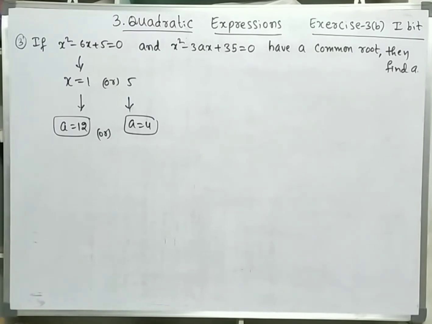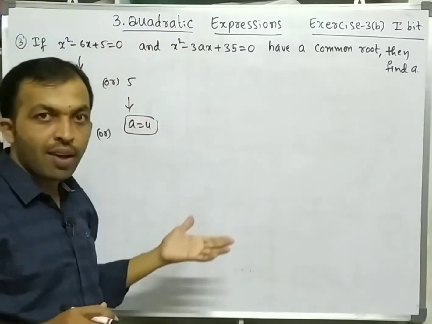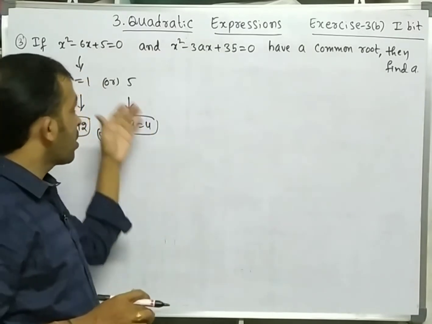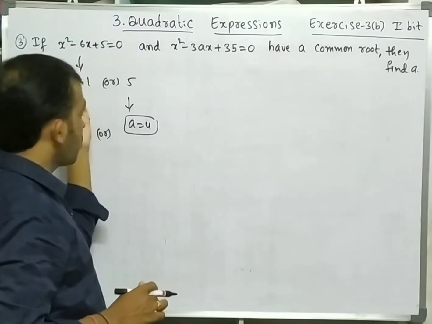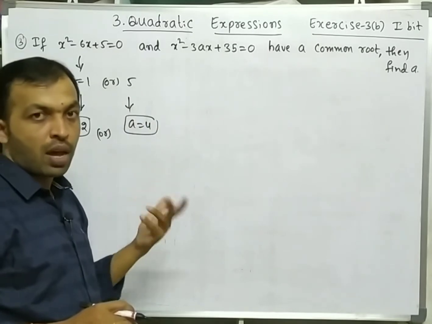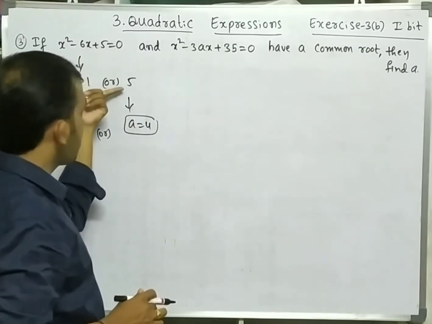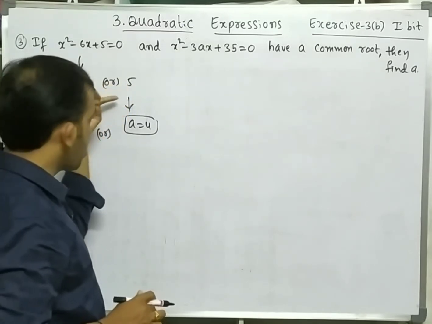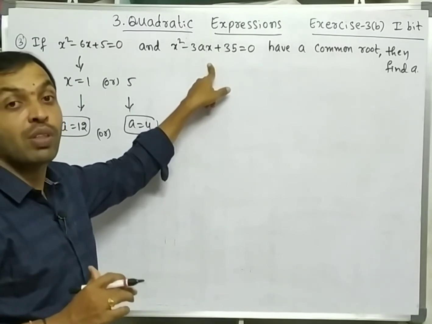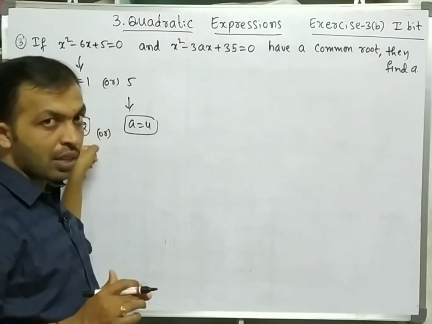Next, third problem: if these two are quadratic equations and they have a common root, then find the value of a. Same method, solve yourself. So from the first equation we will get two roots. Already we have solved the same quadratic equation in the second problem. So x is equal to 1 or 5 are the roots. So substitute x is equal to 1 in the second equation. Why should we substitute? Because that is the common root.